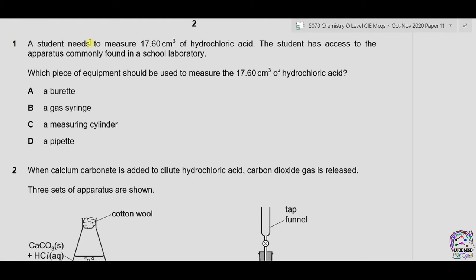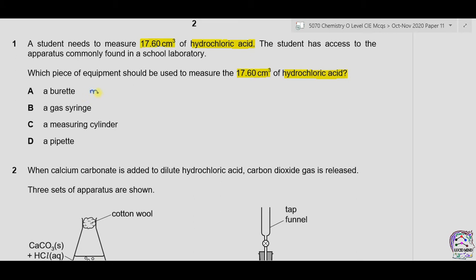Question number 1. A student needs to measure 17.60 cm3 of hydrochloric acid. The student has access to the apparatus commonly found in school laboratory. Which piece of equipment should the student use to measure 17.60 cm3 of hydrochloric acid? A. We have a burette.